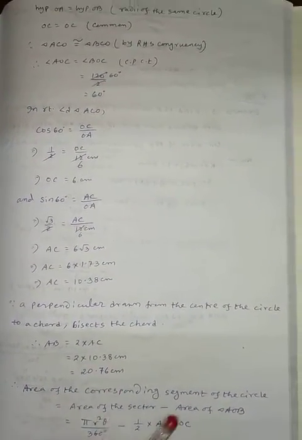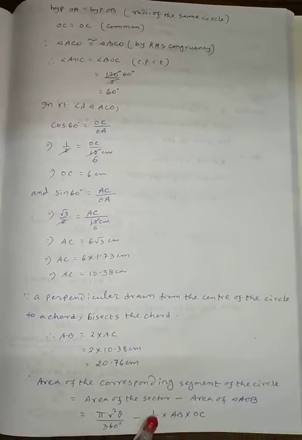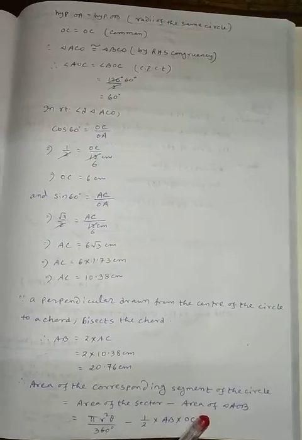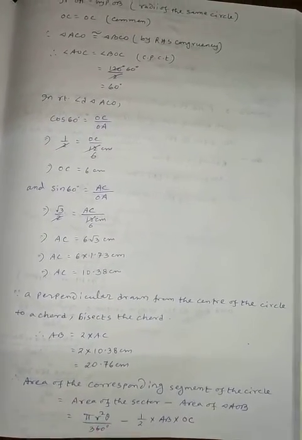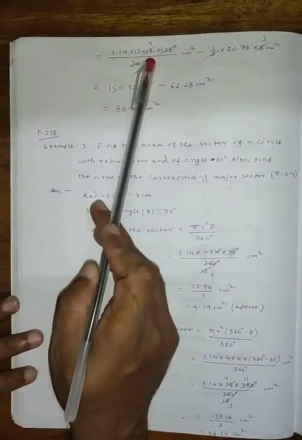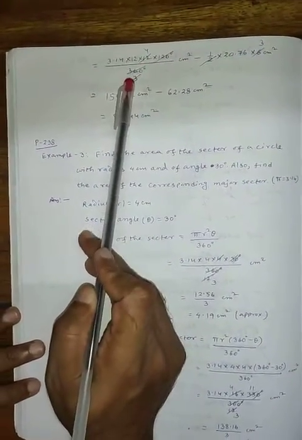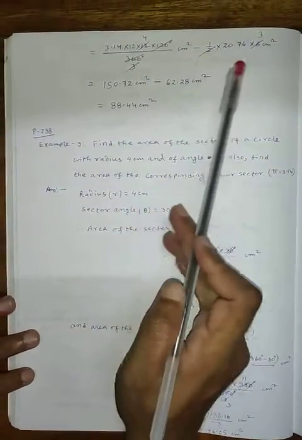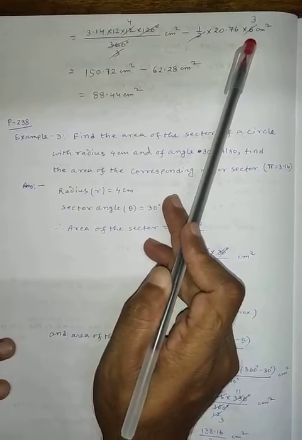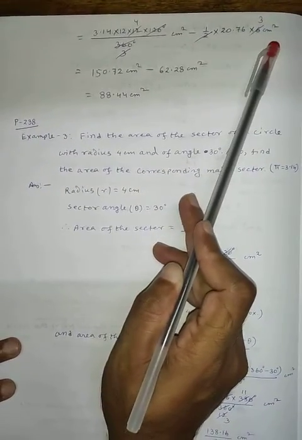Therefore, area of the corresponding segment of the circle, that is minor segment actually, is area of the sector minus area of the triangle AOB. Pi r square theta by 360 minus half into AB into OC. Now pi is given 3.14, radius 12 into 120 degree by 360 centimeter square, minus half into AB is 20.76 and OC is the height, that is 6 centimeter. Altogether it is centimeter square.